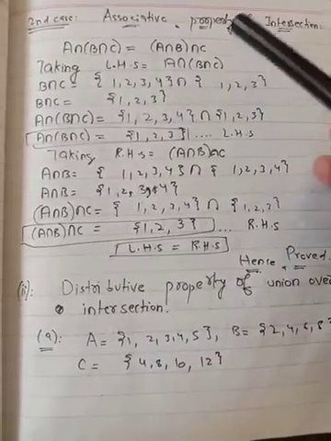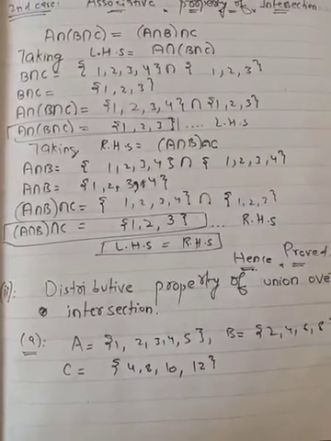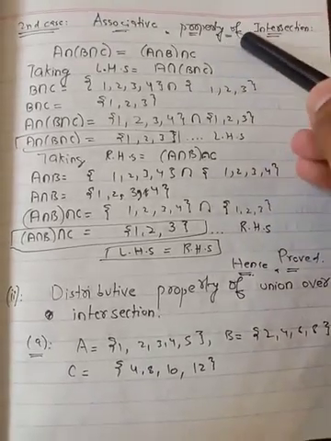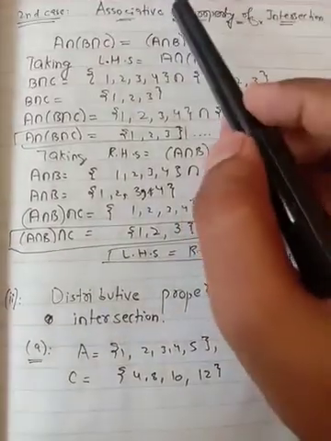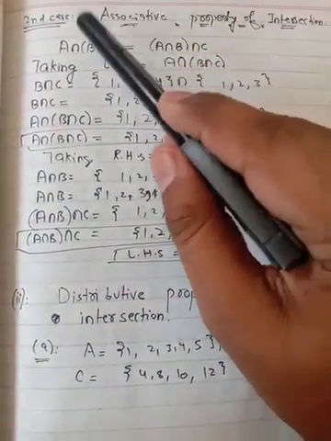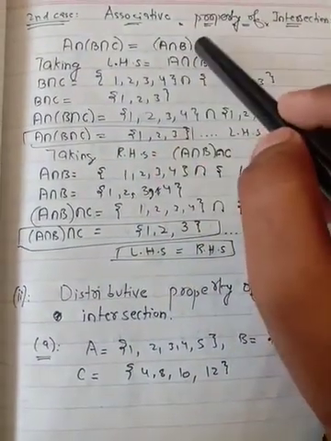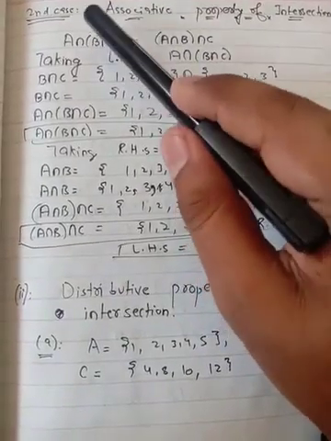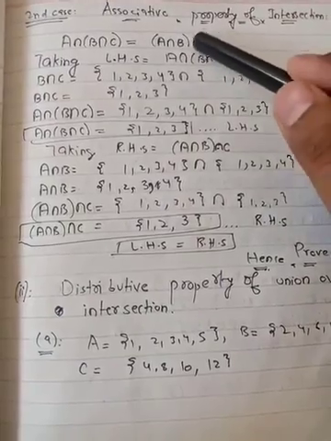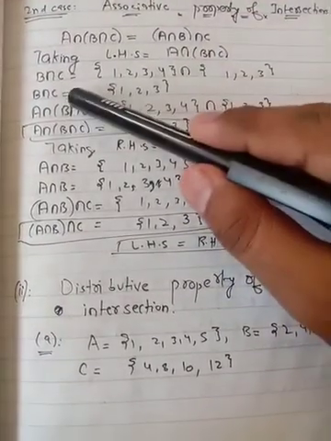Moving towards the second case, that is the associative property of intersection. Same property we will use. This is the associative property of intersection. Again we will solve the left hand side, then the right hand side. Left hand side equal to A intersection (B intersection C). Then we will solve the bracket term first. Bracket term is B intersection C.